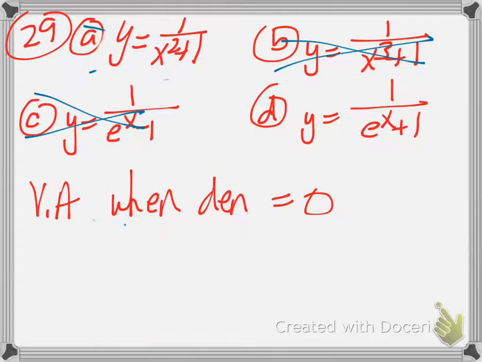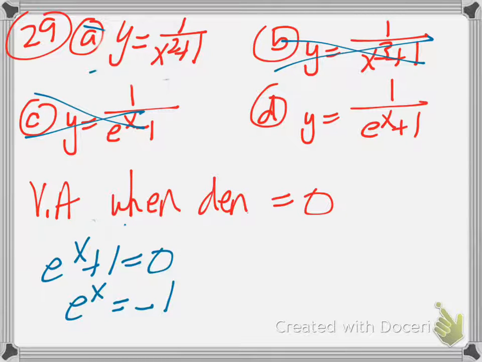Okay, let's look at D. Just trying to get back to my blue color. Okay, so we're going to set the denominator equal to 0. So when is e to the x equal to -1? That is just never going to happen. So therefore, there is no vertical asymptote for D. So therefore, A and D are still in the running.